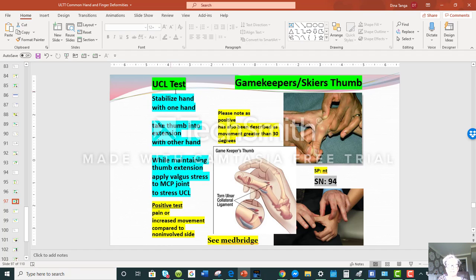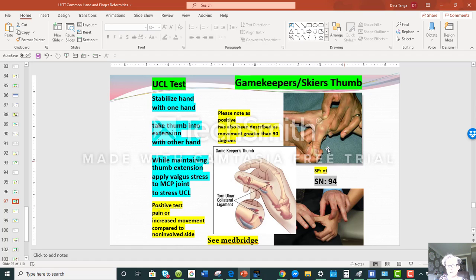The ulnar collateral test: stabilize the hand with one hand. Take the thumb into extension with the other hand. While maintaining thumb extension, apply a valgus stress to the MCP joint to stress the ulnar collateral ligament. Positive test is pain or increased movement compared to the uninvolved side. See MedBridge. Please note, positive has also been described as movement greater than 30 degrees.